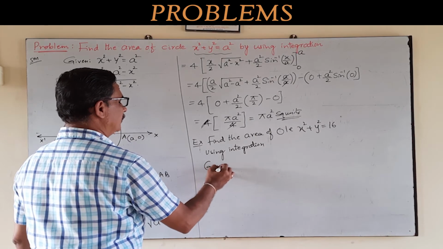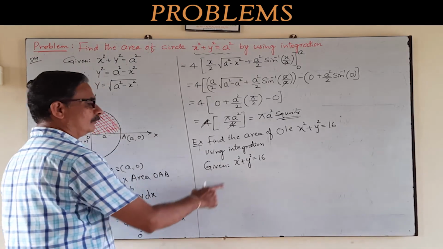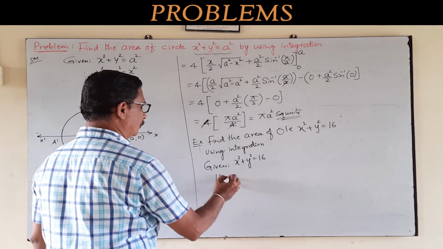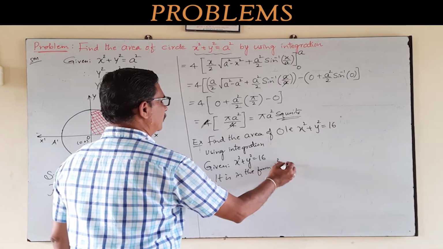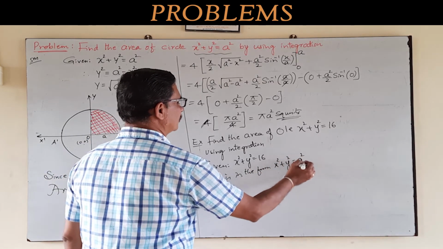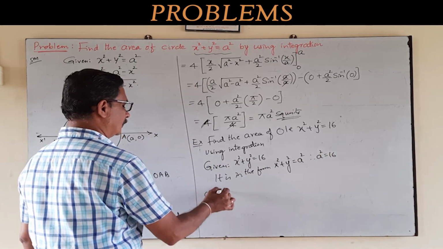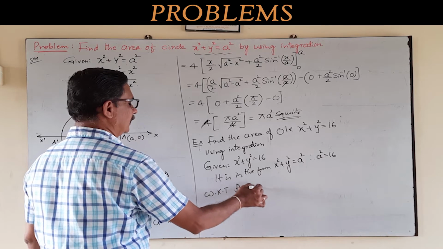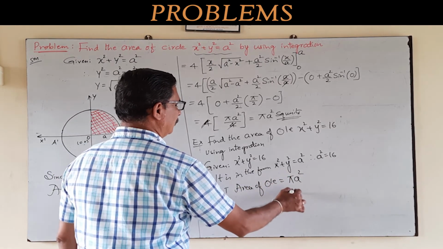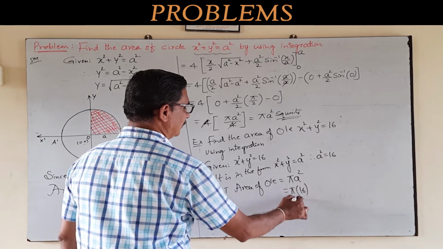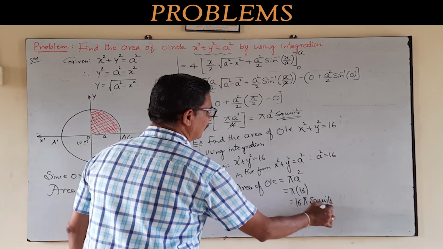Now here x square plus y square is equal to 16. It is in the form x square plus y square is equal to a square. Therefore a square value is 16. Now you know that the area of a circle in general is equal to pi a square. Pi a square value 16, that is 16 pi square units.